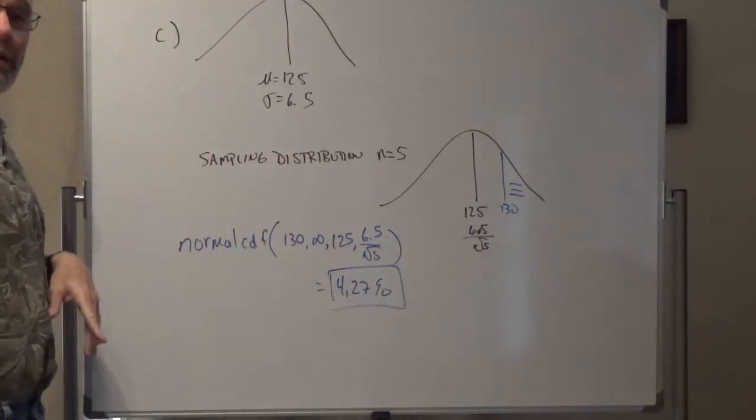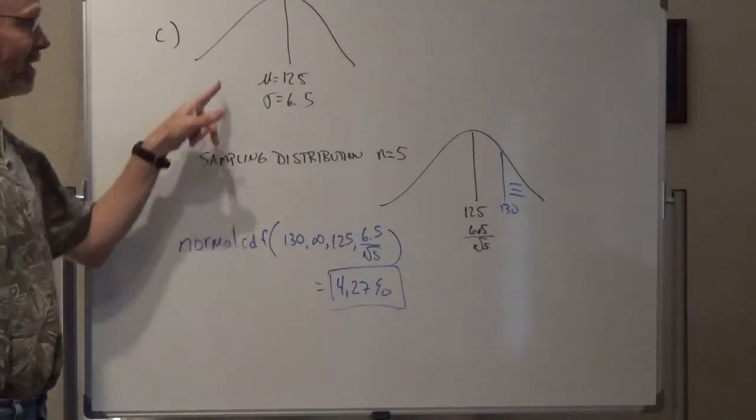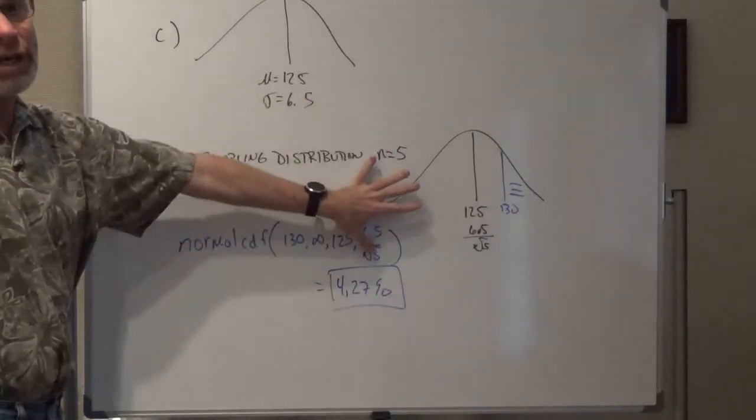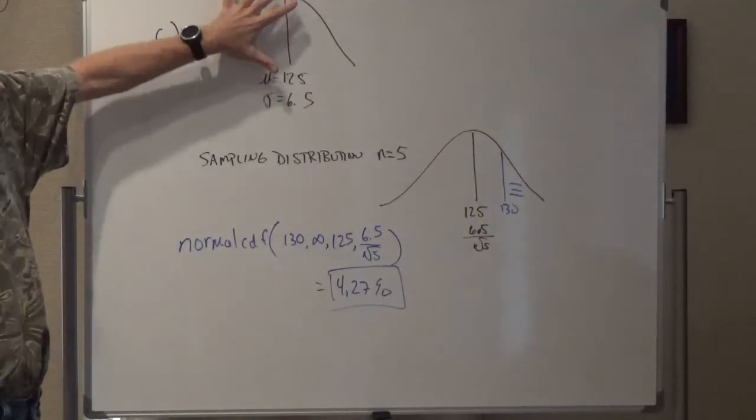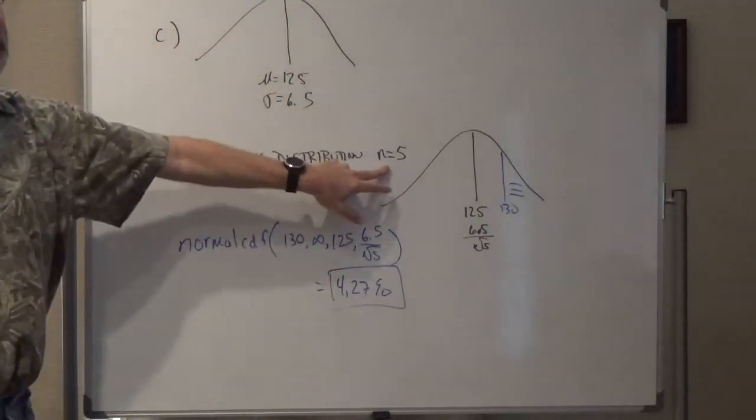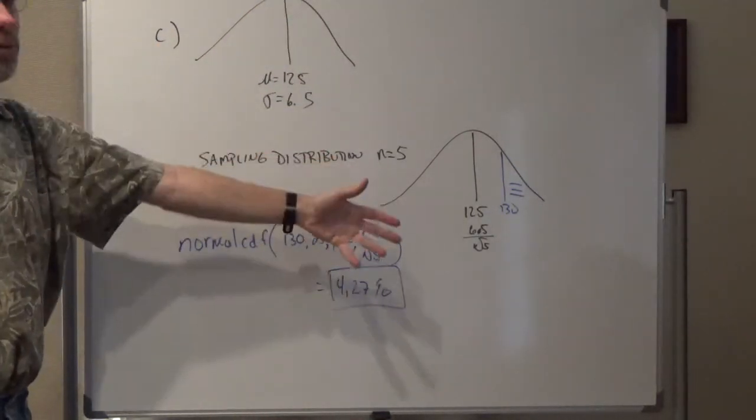Sample size is not big enough. It needs to be 30. However, since the population is roughly normal, I'm totally okay. If they had not told me the population was roughly normal, I would need to have a sample size of at least 30 or I wouldn't be able to do it.